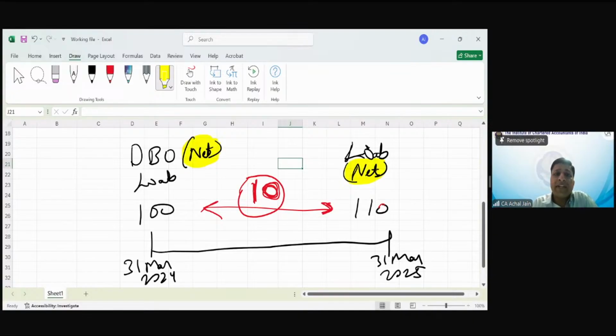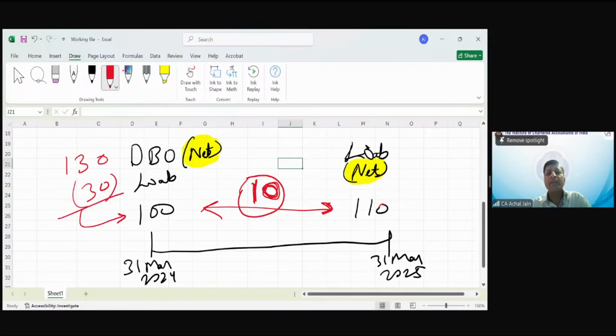What is the meaning of net? You will have a DBO. Let's suppose in our example, when we say it's 100 net, the liability was 130 and you had a plan asset of 30. That's where it comes out as a net of 100. If you have a plan asset and a DBO liability, you present them on a net basis. So if you are contributing something, that will go as your asset, not as a liability. Clear?